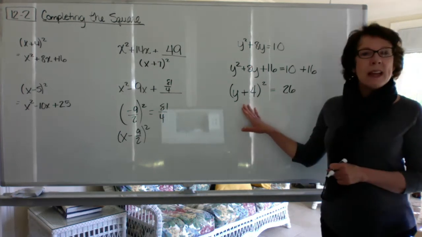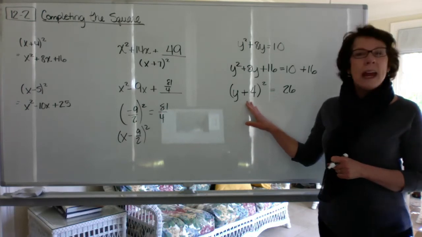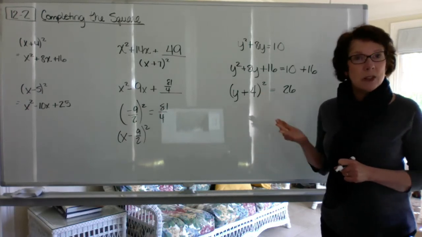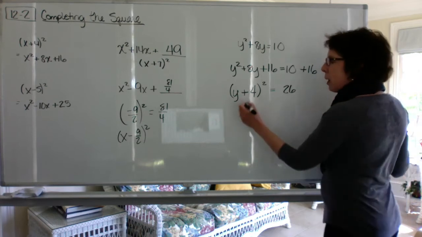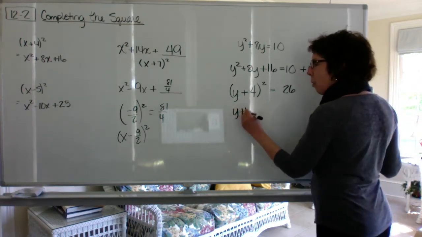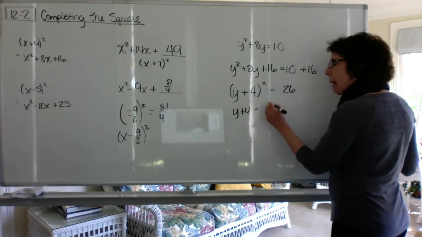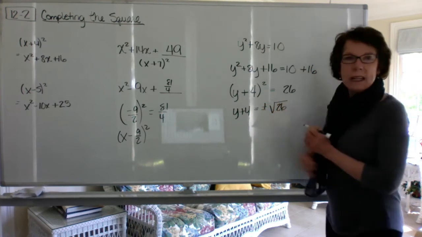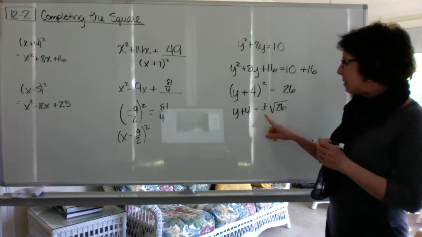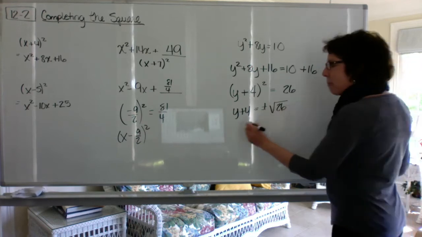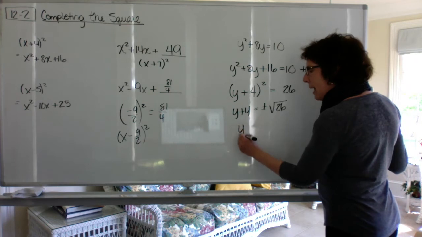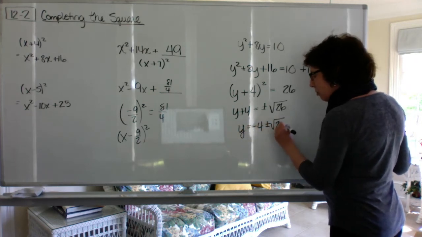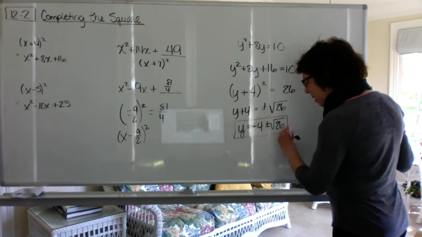Well, we've done this from section 12.1. If I have a binomial squared on this side, I can just take the square root of both sides. So the square root here would be y plus 4. On this side, I put the plus minus square root of 26. Okay, don't forget the plus minus on this side. And my final answer is y equals negative 4 plus minus root 26. And there is your answer.